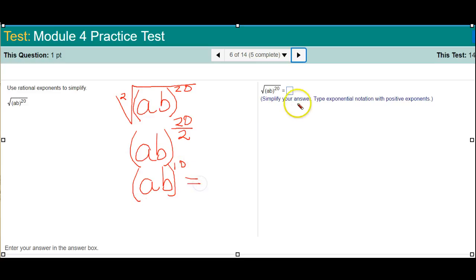And if we wanted to simplify, I don't know if they want us to leave it like this or to write it this way: A to the 10th, B to the 10th. Both of these are correct. Again, I went a little far on this one.